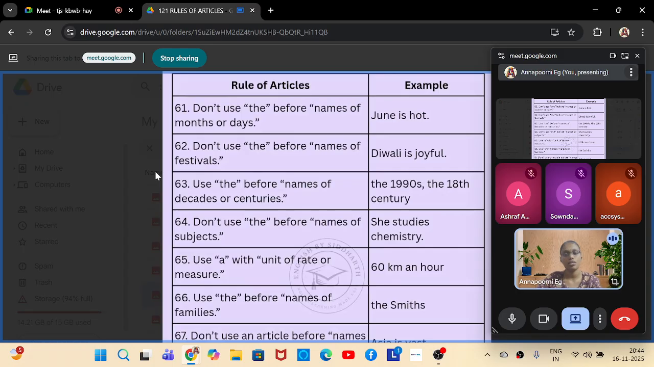Next is, use the before names of decades or centuries. This is important because you are all in higher classes. Definitely in history you will be learning names of decades and centuries. Decades means ten-year periods, and centuries means hundred-year periods. So when we say the names of centuries and decades, we use the. The 18th century, the 19th century, the 20th century, etc. Similarly for decades, we can say the 5th decade, the 6th decade.